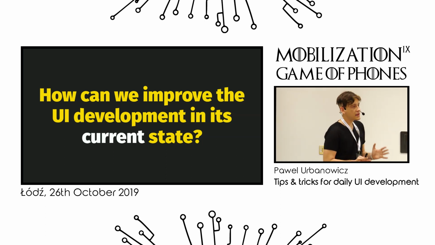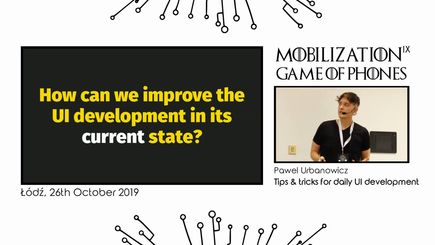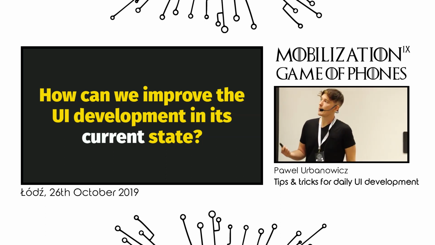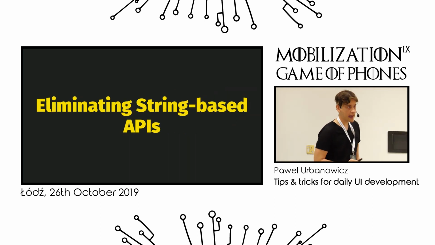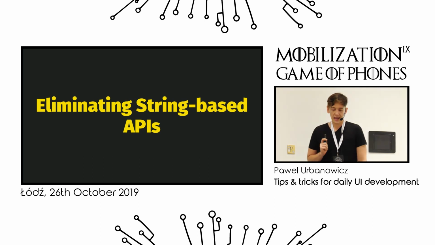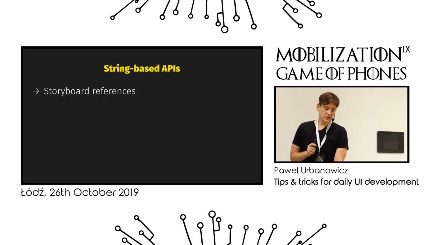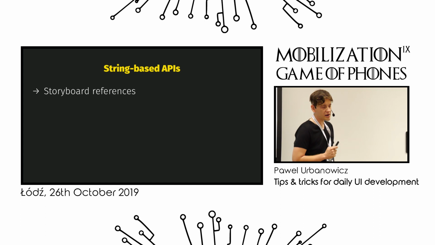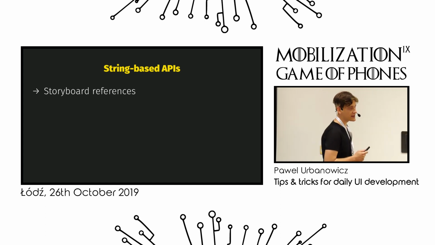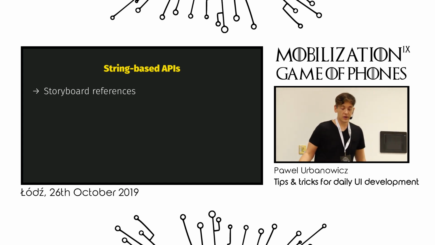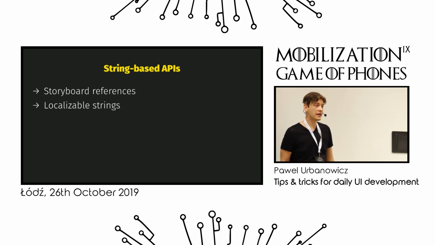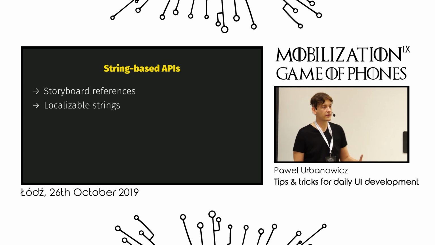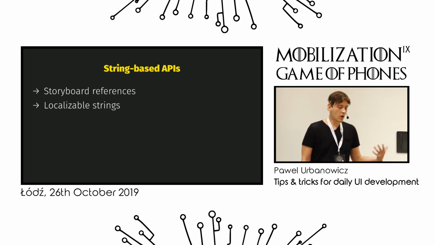And there are many reasons why I'm doing this talk. I want to showcase a couple of solutions. The first one is about eliminating string-based APIs from the code base. When it comes to string-based APIs, they are super common citizens in interface development on iOS, because you can find them, for example, in Storyboard references, and in localizable strings, when you're accessing the value of the localized string by its own key, which is also string-based.